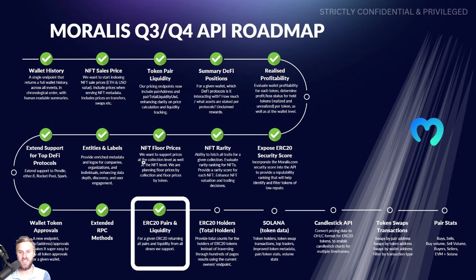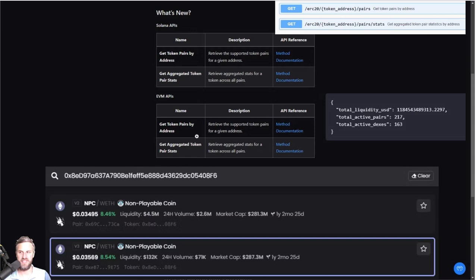Moving over to ERC20 pairs and liquidity. These endpoints now allow you to take a token address and retrieve all of the different pairs connected to that token address. So it enables more comprehensive DeFi and trading applications more easily. It's available on EVM and Solana, and it'll give you the liquidity, the number of active pairs, the active dexes, and the specific pair address, depending on which endpoint you choose to use.